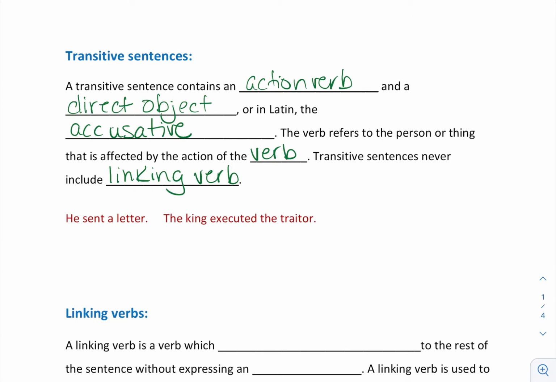So if I said he sent a letter, what's the victim of being sent? Remember we talked about the accusative being the victim of the verb. What was sent? The letter was sent. And the king executed the traitor. What was executed? Not the king, but the traitor. So the traitor was the victim of being executed.